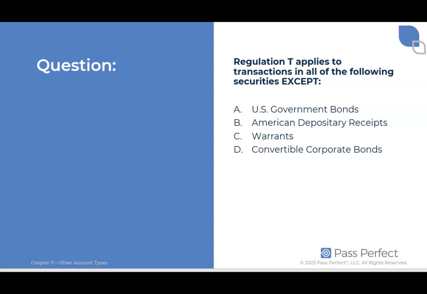So Reg T applies to all transactions. Remember, Regulation T is the one where the Federal Reserve set the minimum margin requirement. It does not, however, apply to exempt securities, right? The ones that are exempt from registering with the SEC. And which is exempt from registering with the SEC? U.S. government bonds, correct. So Reg T does not apply. All the other three are corporate securities. Reg T applies, right? And those securities are not exempt from registration, so they're not exempt from Reg T requirements either.